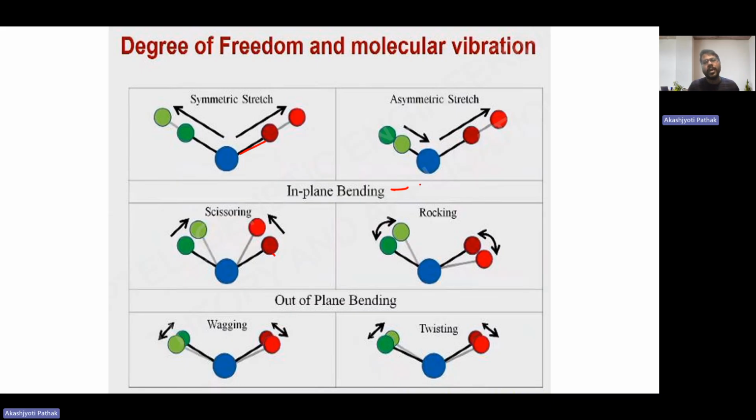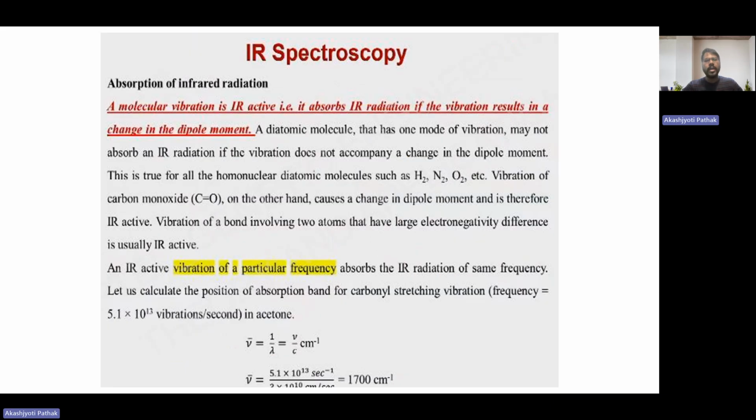Or there can be rocking, there can be wagging, there can be twisting. Now there are beautiful animated videos where you can visualize what is happening. So in plane bending means in the same plane it is showing some vibration. Out of plane bending means it is coming out of the plane and moving to the plane. Then there can be twisting. So you can look at those videos and understand what are these different molecular vibrations. Now a molecular vibration is IR active.